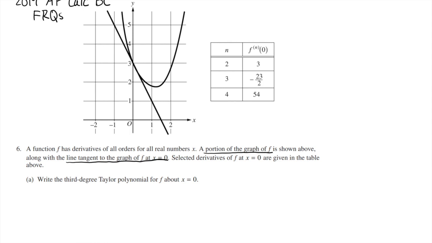It also says that selected derivatives of f at x equals 0 are given in this table. So this is saying that the second derivative at 0 is 3, the third derivative at 0 is this, the fourth derivative is this. All right, part A. Write the third degree Taylor polynomial for f at x equals 0. All right, again, a typical part A question for one of these problems. They usually ask you to write some Taylor polynomial.